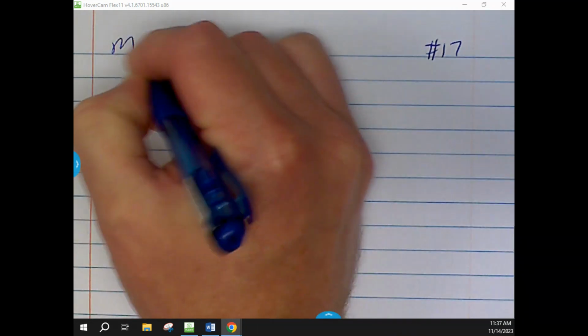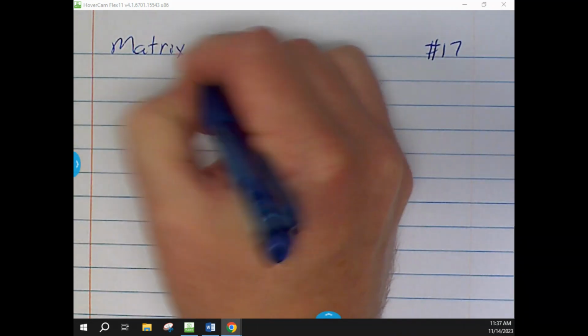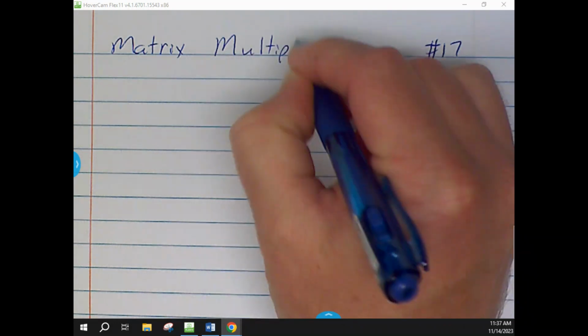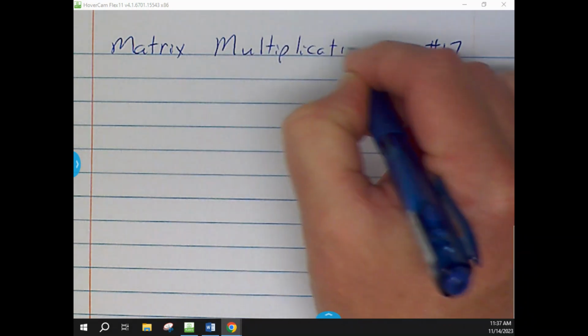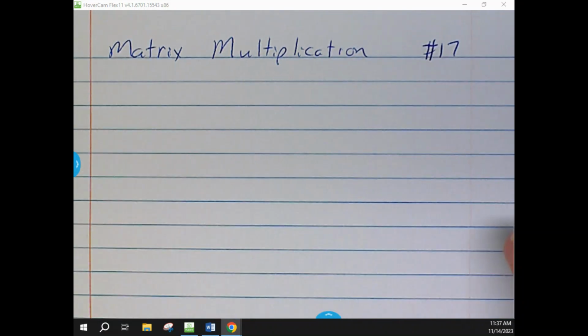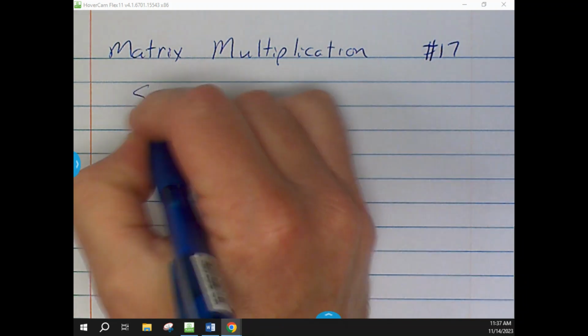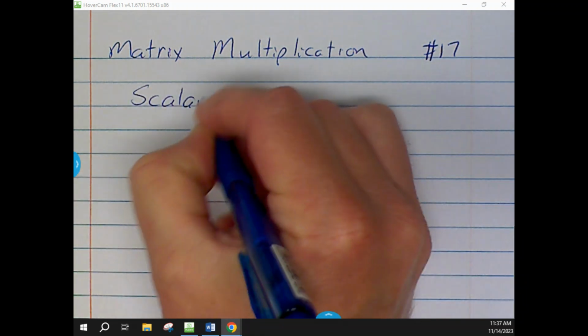Okay, so for this one today, should be number 17, matrix multiplication. And again, two parts on this. The very first thing we're going to look at is the easier part, what we call scalar multiplication.